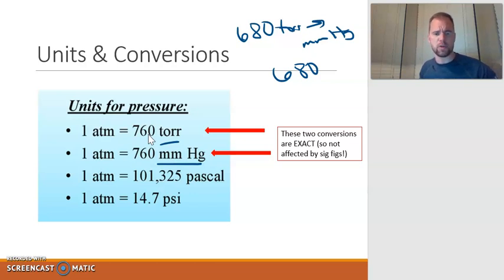Another one you might want to be familiar with is the pascal. There's 101,325 pascals, or that could also be 101.325 kilopascals, in 1 atmosphere. Now this one's not exact, so if you're going to use this conversion, please note that this will dictate sig figs. And then finally, PSI, pounds per square inch. You may have heard of that one before. That is also approximately equal to 1 atmosphere. This as well is not exact, so significant figures will definitely play a factor with these two.